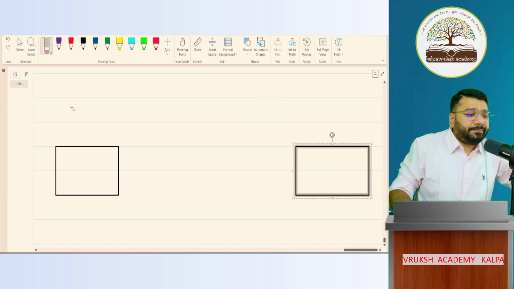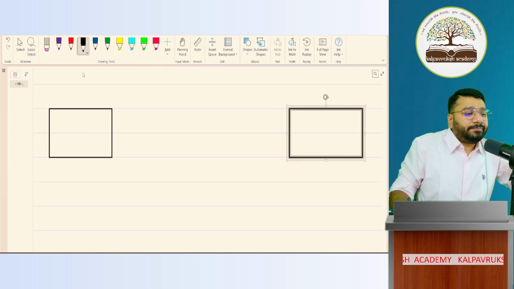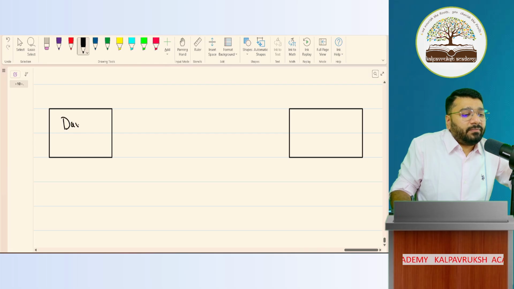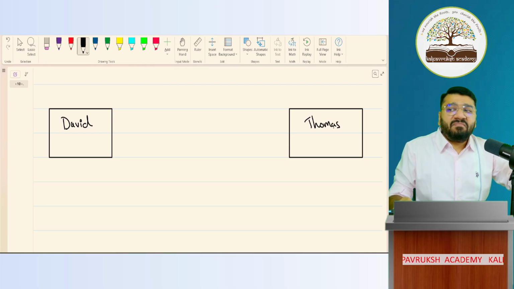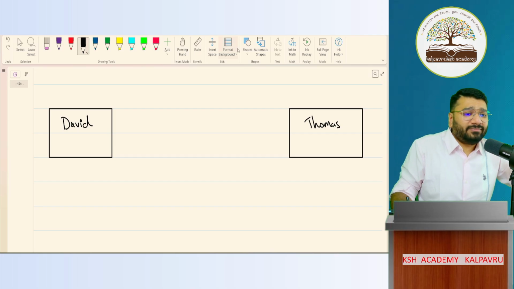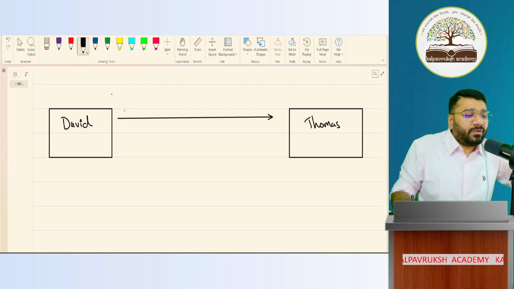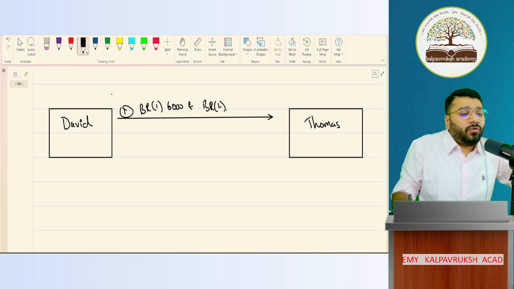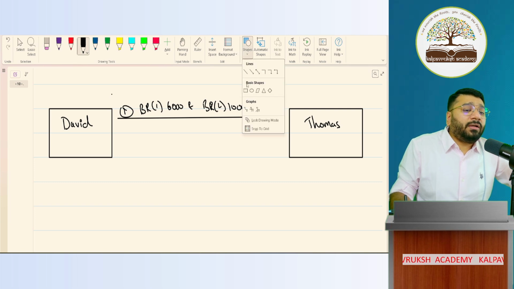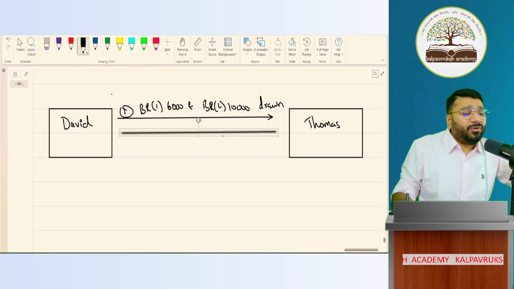Tell me who is the drawer of the bill? David. Who is the acceptor of the bill? Thomas. No, don't say Mr. David, Mr. Thomas. You write Mr. if you want. I will not write it. Next. Tell fast. BR1 for 6,000 and BR2 for 10,000 drawn on Thomas. What did Thomas say? Get lost? No, he accepted. Oh my God.